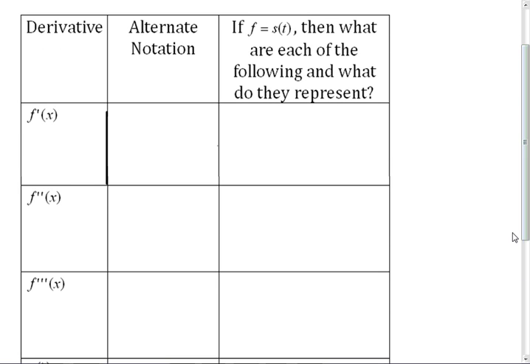Okay, give me an alternate notation for f prime of x. dy dx. That's my favorite. That's Leibniz. What about f double prime? Remember what the d squared y dx squared.